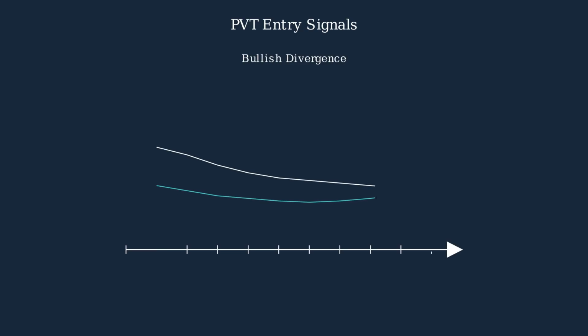Let's examine effective trading strategies using the price volume trend indicator. The first entry signal we'll explore is a bullish divergence. This occurs when price makes lower lows while PVT makes higher lows. Notice how the price continues to decline, making lower lows. Meanwhile, the PVT begins to show strength by creating higher lows. This divergence suggests accumulation is happening despite the falling price, signaling a potential buy opportunity.